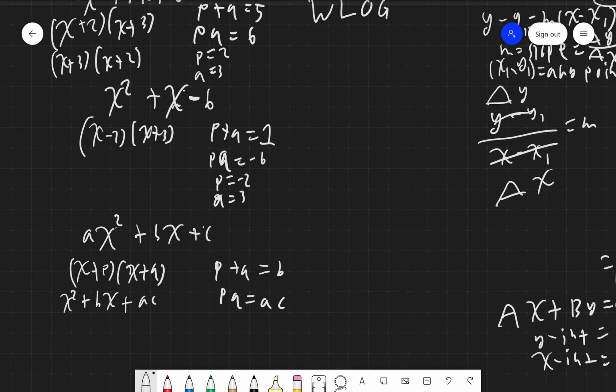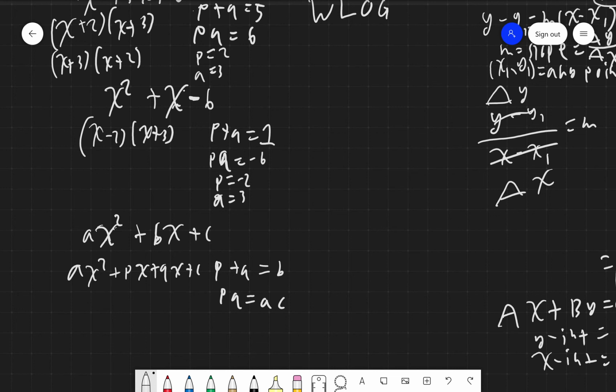If you notice carefully, we need at least one of the factors to have a coefficient bigger than 1 for x, so we can't do this. What we do is break up b into parts. So we have ax squared plus px plus qx plus c, because p plus q still equals b, so we can just break it up.